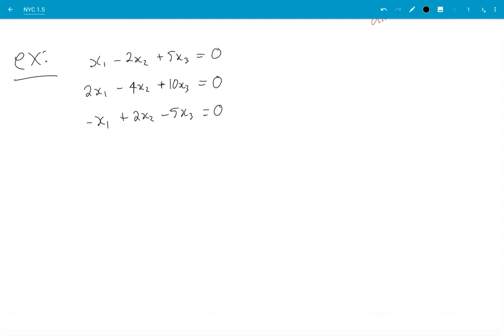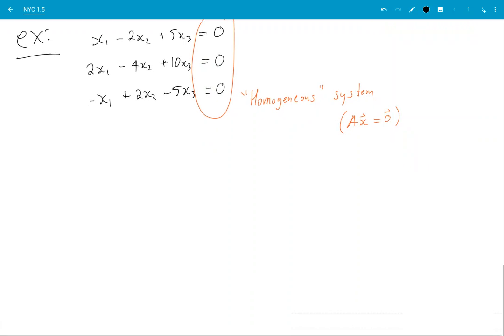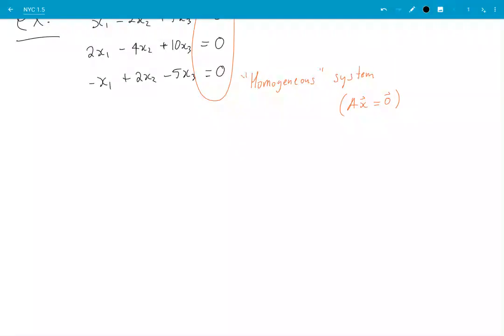Okay, notice that it's all zeros on the right-hand side. So this is called a homogeneous system. AX is equal to 0 if you wrote it as a matrix equation. So let's try to solve this system. Of course, we're going to put it into an augmented matrix.